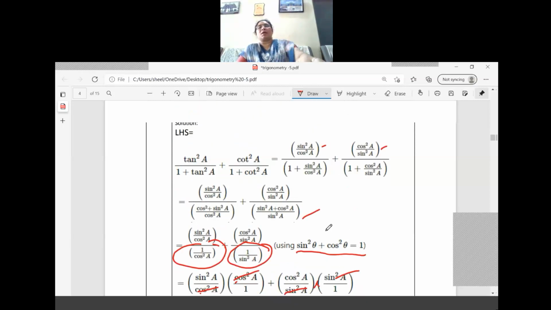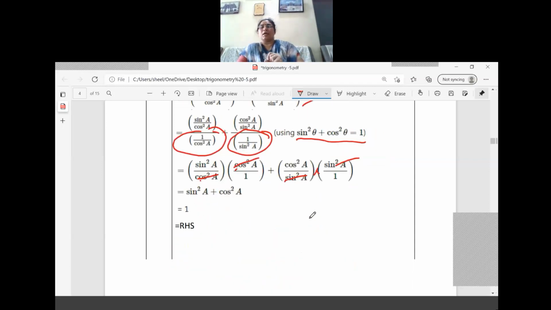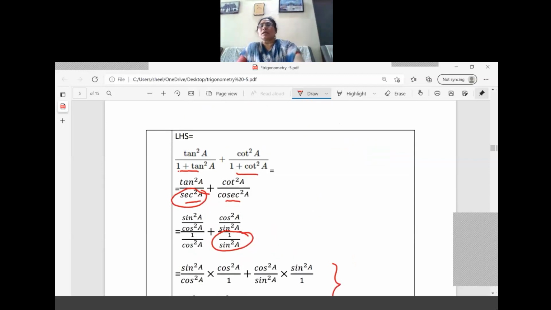Now here the hint is already given: 1 plus tan square A and 1 plus cot square A in the denominator. There I have used the second and third identity here, isn't it? So there also I'm getting the answer. So whatever is convenient for you, that you can do. If the first identity is convenient for you, then we can use the first identity; if the second identity is convenient for you, then we can use the second identity. But we should keep in mind what our RHS is, right?